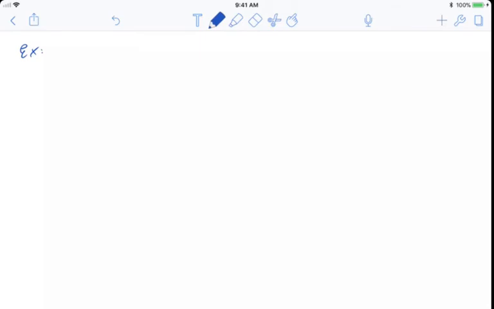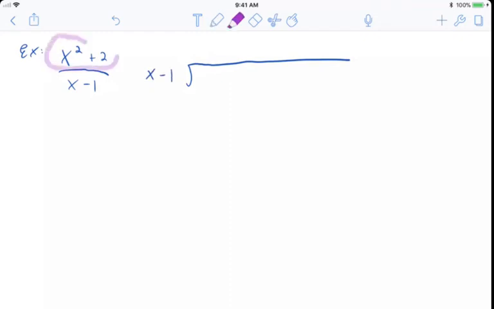Okay, so x squared plus 2 all divided by x minus 1. Okay, let's try this one. So the way it works is we need to start by writing out the long division sign. This one I'll write out as x minus 1. How do I display the numerator underneath?